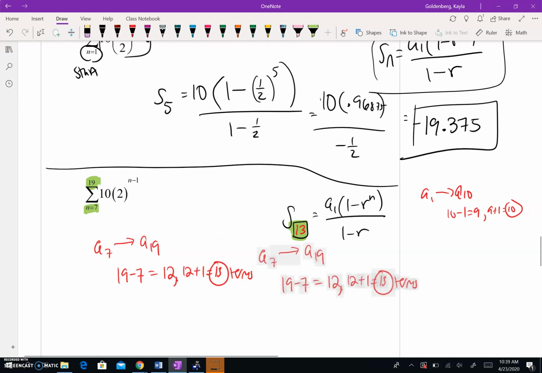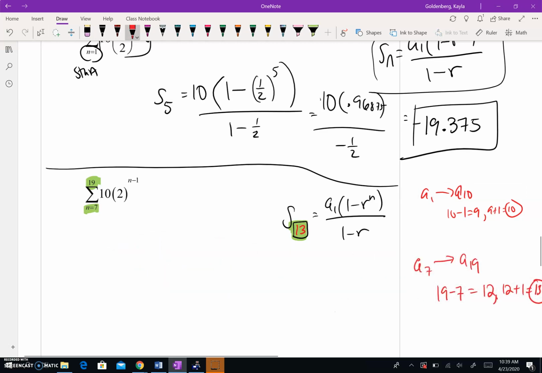Okay, so let's get some space here. So that's why there are 13 terms. And then your first term is actually, instead of the first term, I would write like 7. And that's because we're starting with the 7th term and going through the 19th term. So when I start plugging stuff in, the sum of the 13 terms, I need my 7th term first. So I need a sub 7.